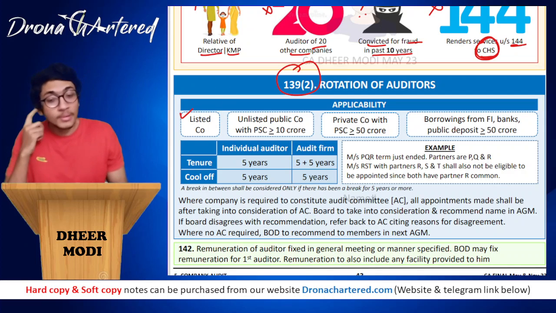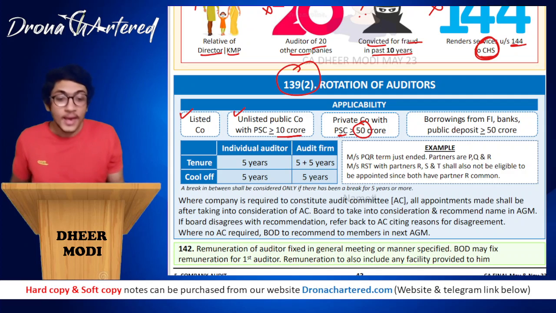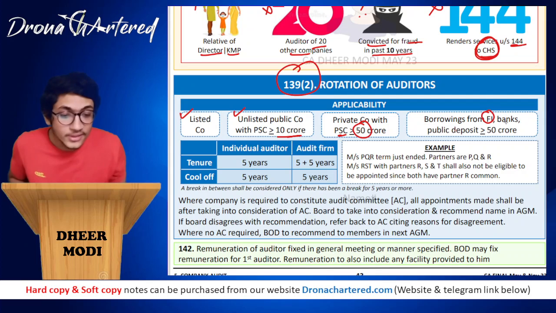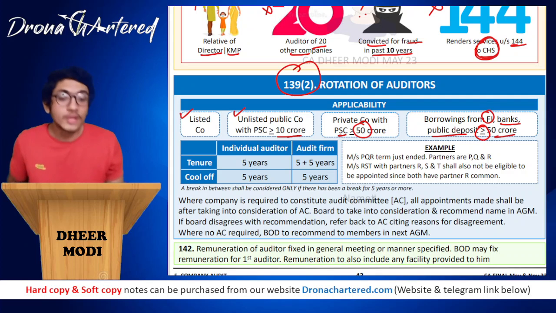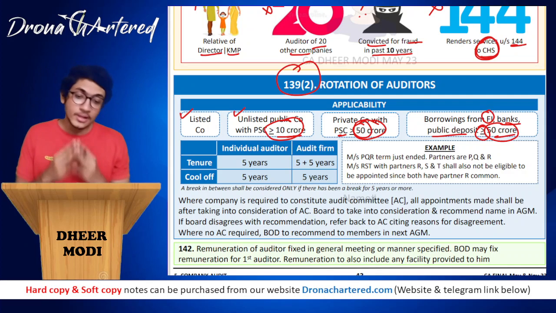If you are an unlisted public company with paid up share capital, PSC stands for paid up share capital, greater than or equal to 10 crores, your auditor will be liable to rotate. If you're a private company, with paid up share capital, instead of 10 crore for private, it is 50 crores. Or if borrowing from financial institutions, banks, public deposits is more than 50 crores, rotation of auditors will be applicable. Okay, so this is also 50 crore, just this is 10 crore. Listed company, as it is, your auditors are liable to rotate.